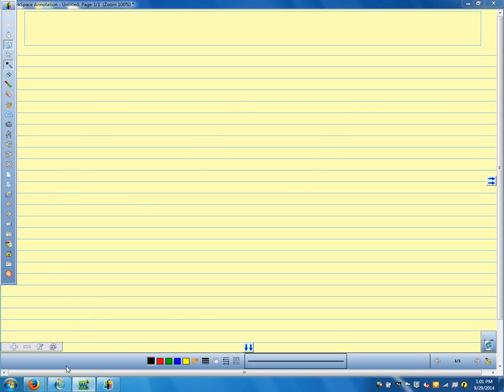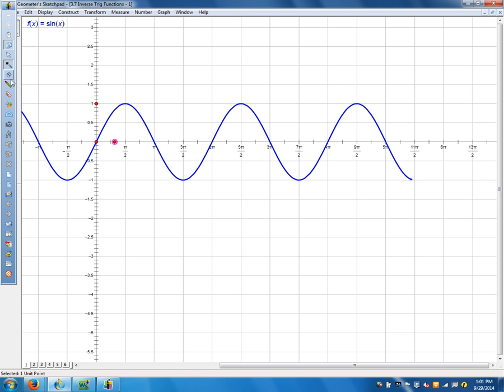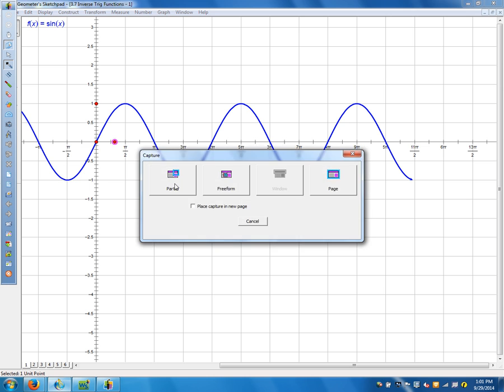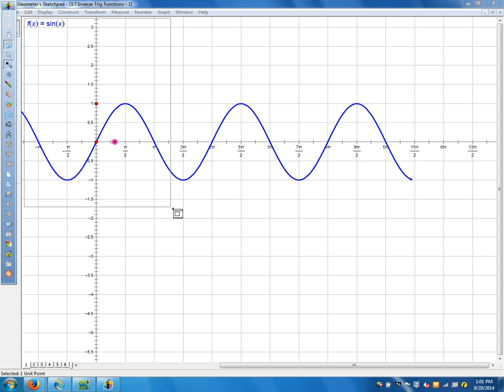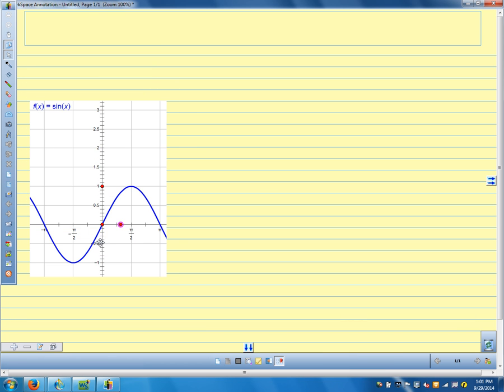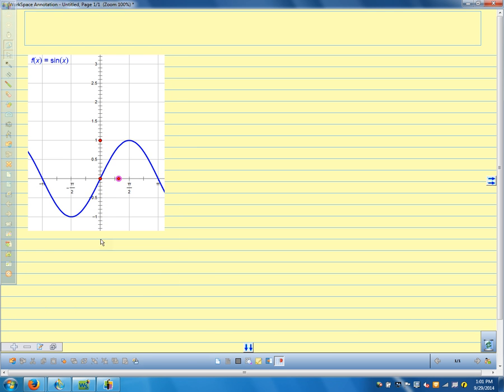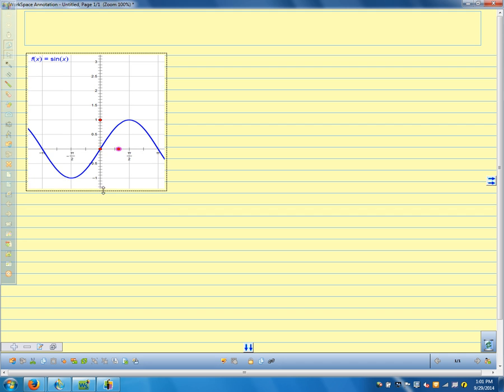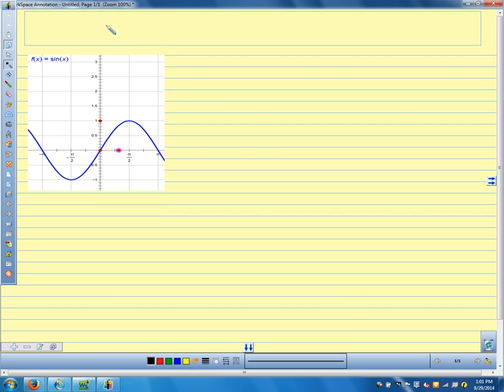I'm going to grab a graph of a sine function. And we want to know, to start, does this... this is my graph of y equals sine x, and we're in section 4.7.